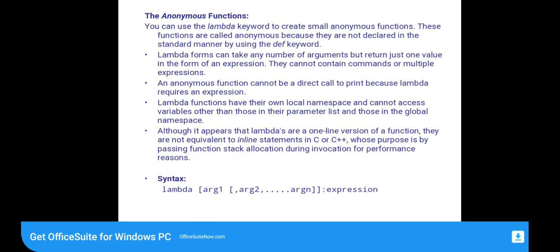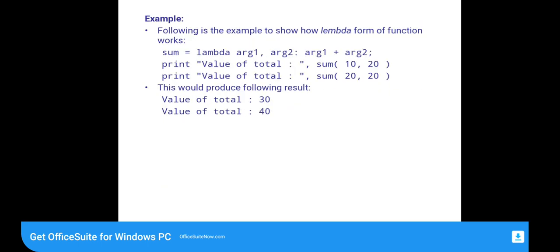Then these are the anonymous functions. You can also use the lambda keyword to create small anonymous functions. These functions are called anonymous. Lambda forms can take any number of arguments but return just one value in the form of an expression. It cannot be a direct call to print because lambda requires an expression. Lambda functions have their own local namespace and cannot access variables other than those in the parameter list and those in the global namespace.